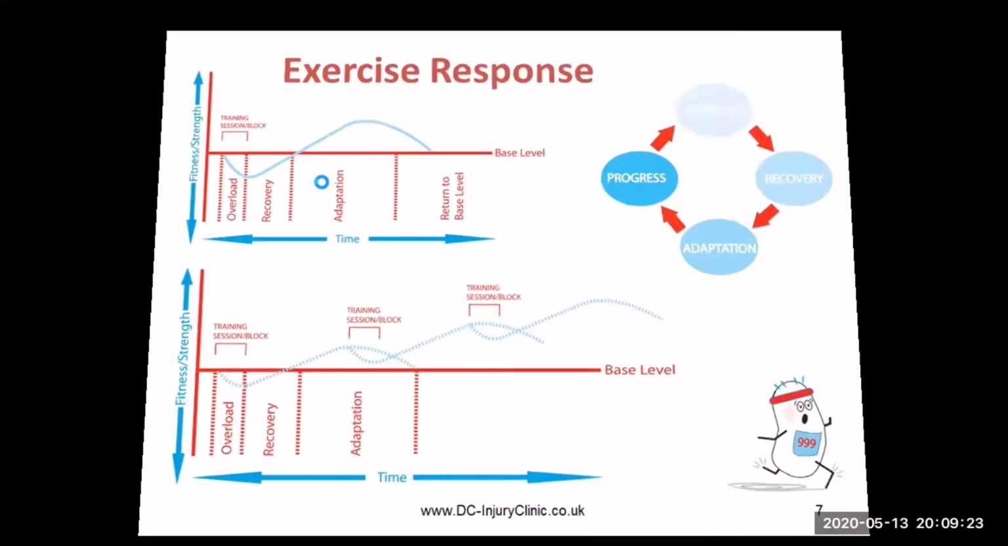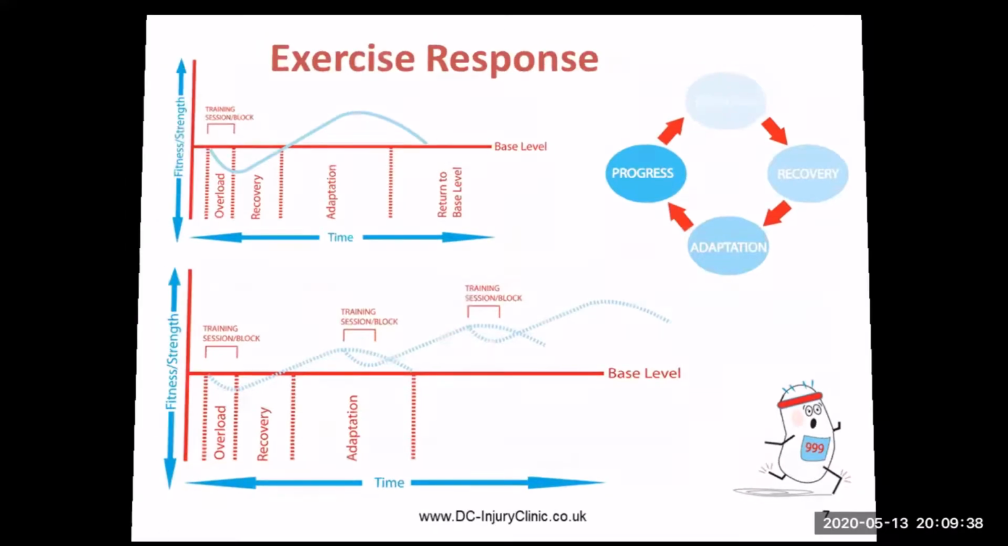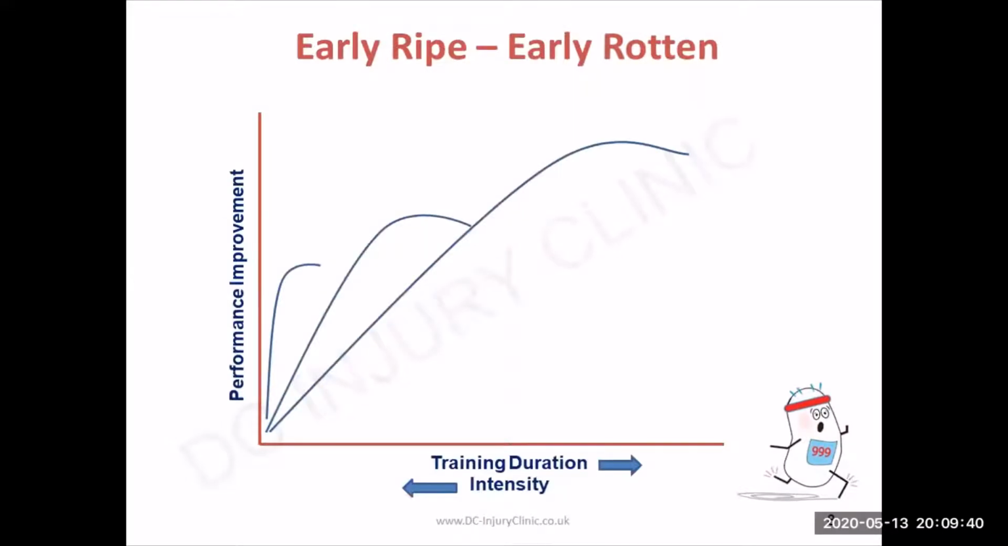If someone was overtraining, they would go overload, recovery, and then they would be training here. So they wouldn't be allowing their body enough time to adapt. So they're constantly returning to base level and not seeing the benefit of the workload they're putting in, which fits into what I call an early ripe, early rotten scenario, where people can tend to do too much intensity too soon. And so they never really see the benefits of the hard work.